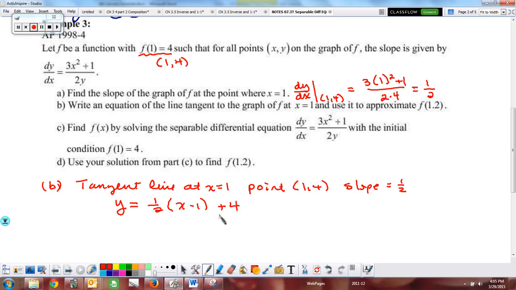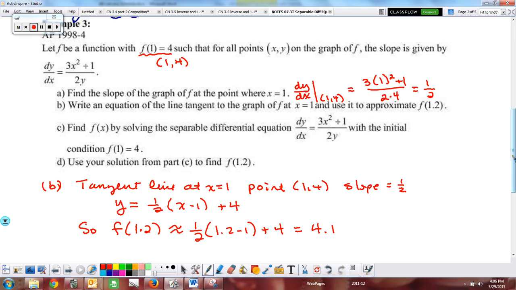Done with that part. Then it asks me to approximate f of 1.2. So f of 1.2 can be found by using our tangent line approximation, 1/2 times (1.2 minus 1) plus 4, and you can either leave it there, or you can do a little arithmetic. This is not hard. This is 0.2 times 1/2, 0.1, so we're going to end up with 4.1. All right, so we've approximated f of 1.2 by using the linearization, and we got 4.1.